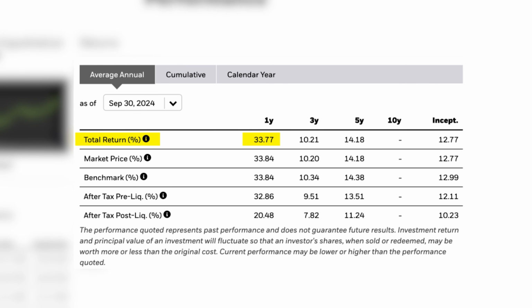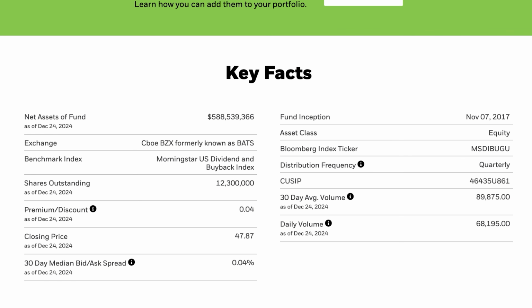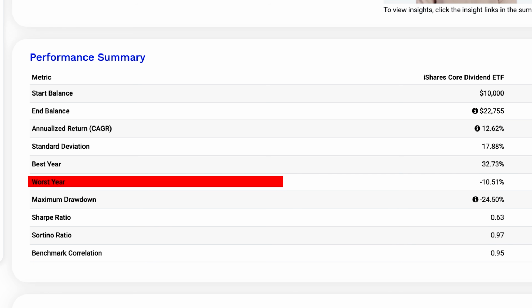Now then for this fund, DIVB has actually grown 33.77% over the past year. It has averaged 10.2% over the past 3 and averaged 14.2% over the past 5, which only goes back to 2017. And since then, its worst year was down 10.5%.